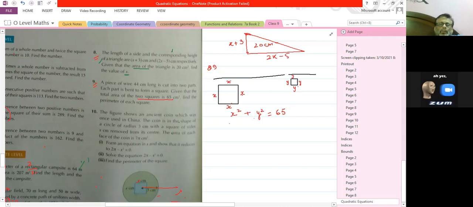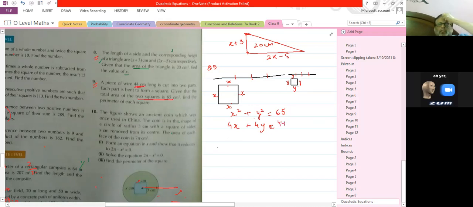The other equation, how shall I form? I will add all of the sides: 1, 2, 3, 4, so it is 4x, and if I add all these 4's, I get 4y. So 4x plus 4y, how much is it equal to? This was the length of the wire.